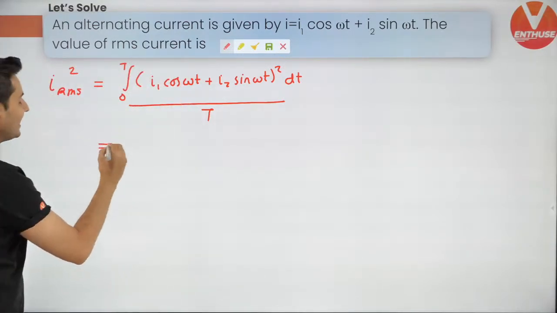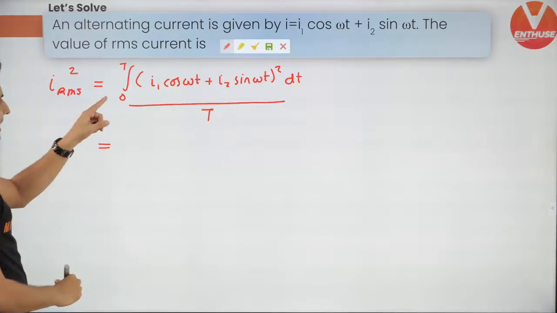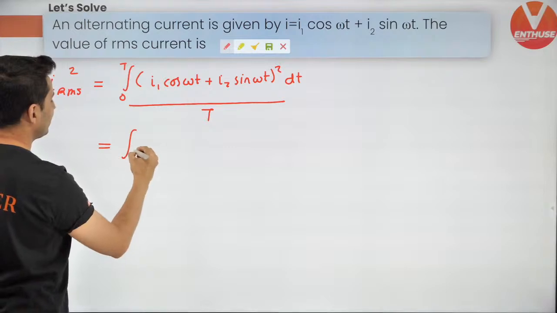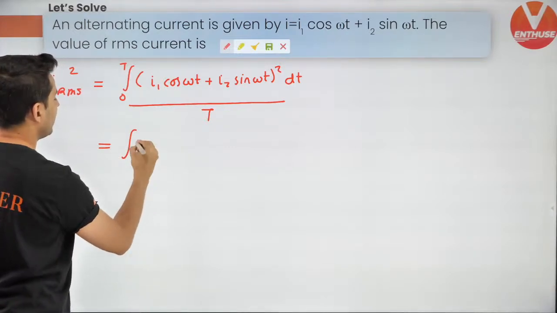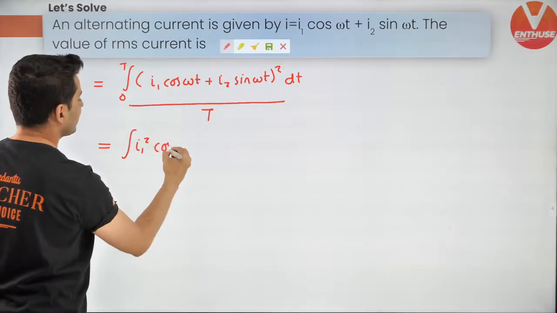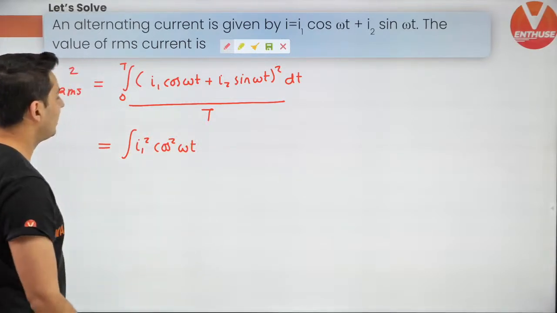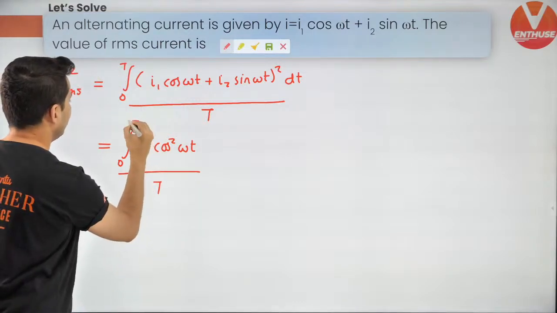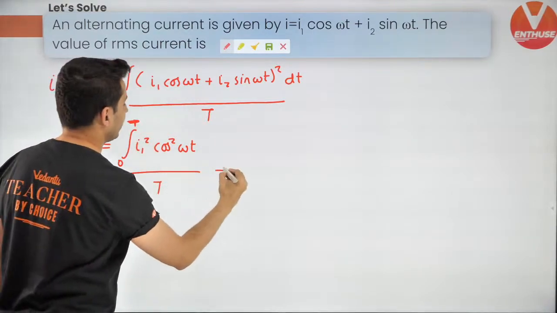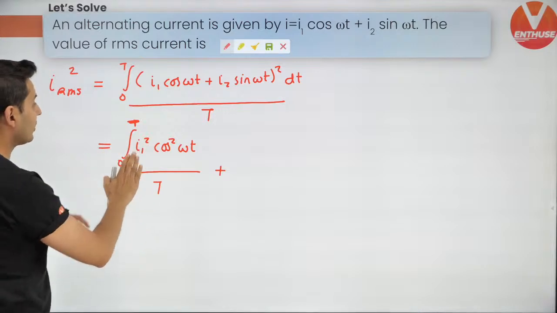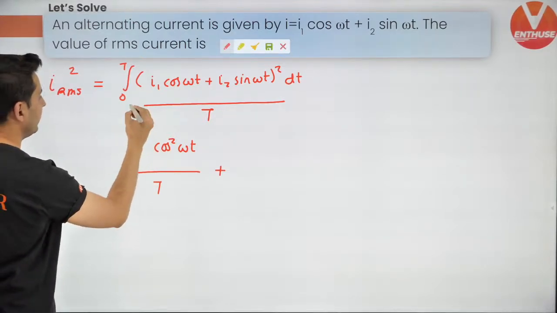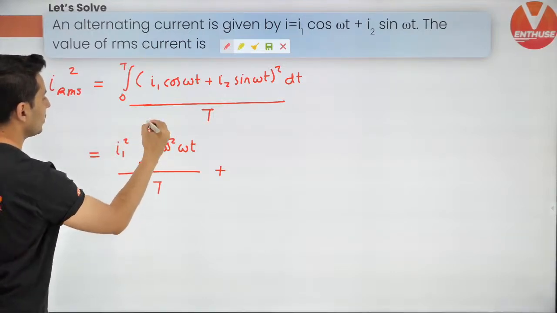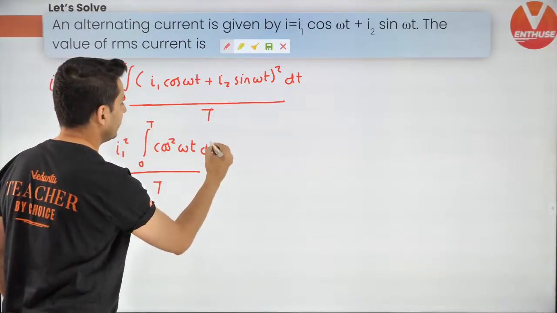Okay, now let's see why this integration is not so crazy after all. Okay, now let's actually square it and see how many terms we get. First term will be I1 square cos square omega t, from 0 to T divided by time. That's the first term that I'm going to get. And first thing, I1 is a constant, so in fact I can take it outside the integral. So this is going to be equal to I1 square integral 0 to T.